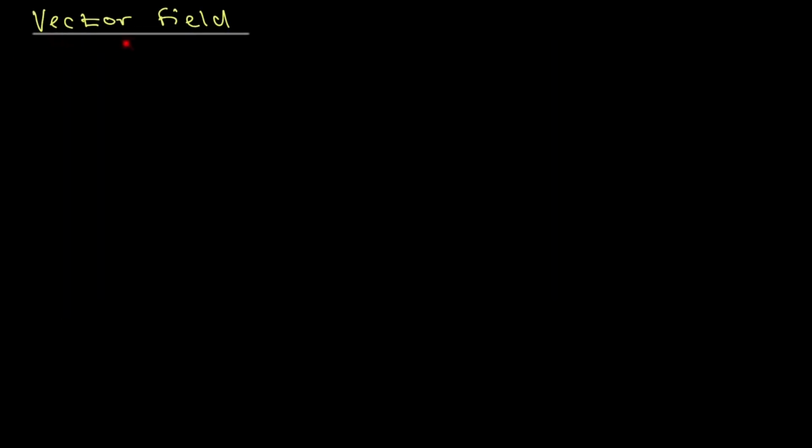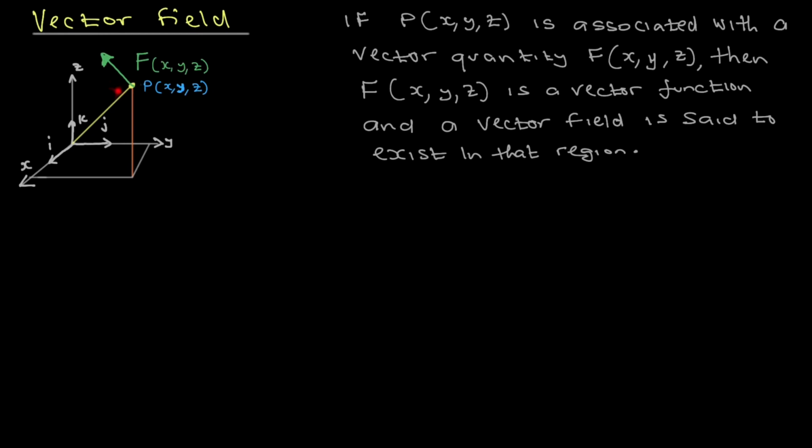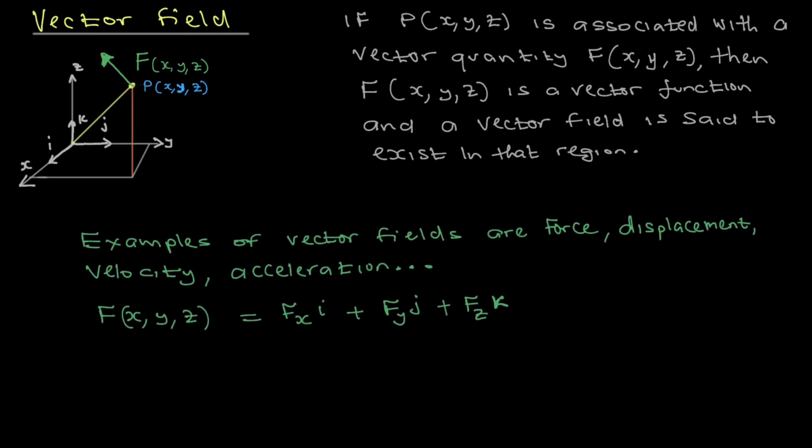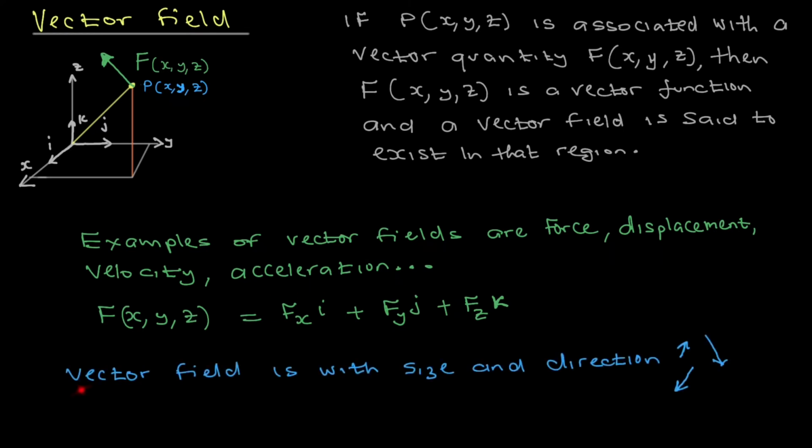Now let's look at a vector field. So we have a point P here, and that point P has a vector function. Because of that, it will have a vector field. Examples of vector fields are force, displacement, velocity, acceleration. So a vector field is with size and direction.